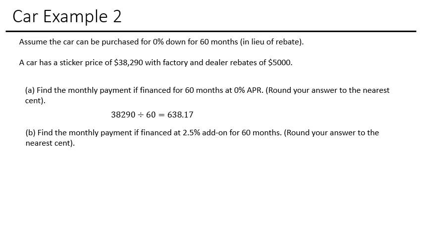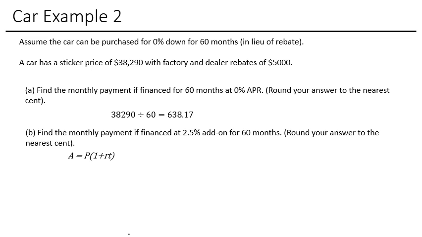Okay, part B. Now here's where they throw in an extra deal. It says find the monthly payment if you finance at 2.5% add-on for 60 months. And again it says round your answer to the nearest cent. So if we are going to finance this for 60 months with a 2.5% add-on, then by the way this is written, you can go ahead and take the rebate of $5,000 off. So the first thing is that we have to find out the total amount that you are going to be financing.